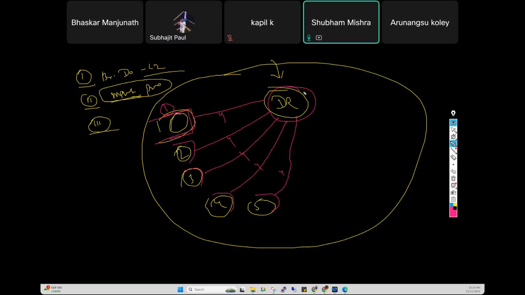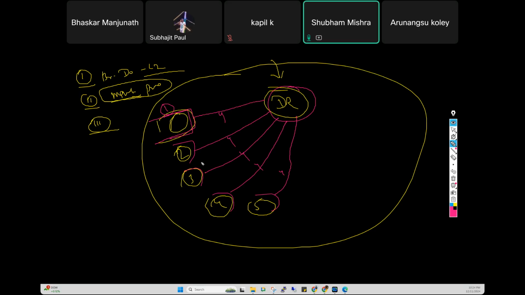Now tell me, on the DR also you need to configure the management IP. Yes or no? You will also take console or SSH on the DR. So you will configure the management IP on the DR as well. Agree?